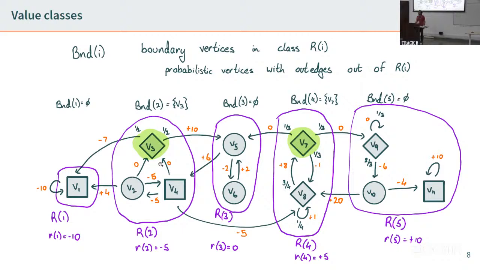So you see these are probabilistic vertices with some edges out of the value class. This is a probabilistic vertex, but it does not have any edge outside the value class, so it's not a boundary vertex. And player 1 and player 2 vertices are never boundary vertices.